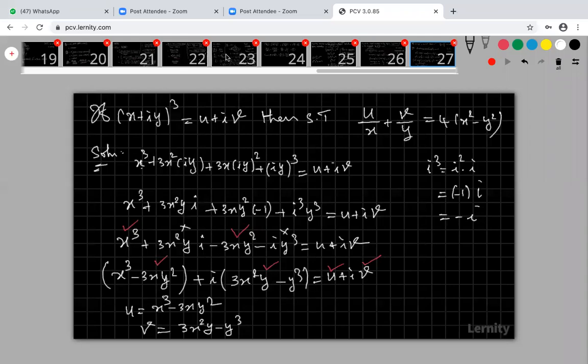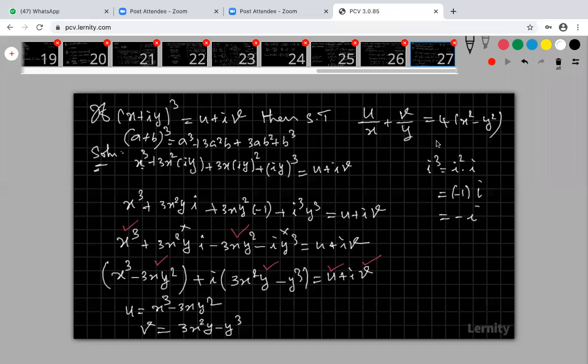Yeah, I'm explaining again. Please try to understand. I'm applying that a plus b the whole cube formula. What is your a plus b the whole cube formula? a cube plus 3a square b plus 3ab square plus b cube. This is the formula I'm applying.